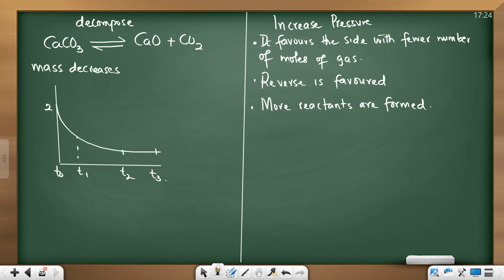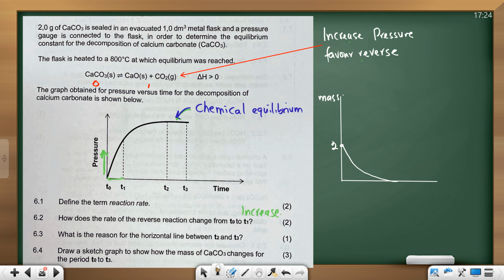If we increase what? Pressure, we favor the reverse. It means more calcium carbonate will be formed. Everybody okay? Now, let's go back to the question and read. I think sometimes we lose the content of the question.